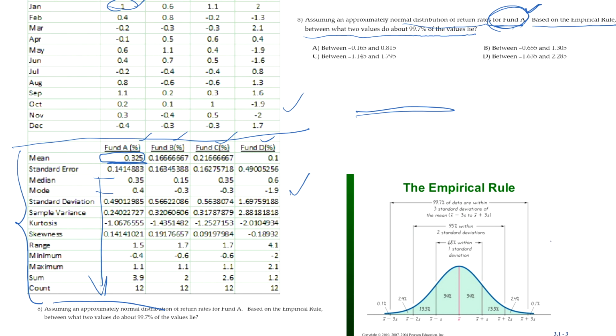From the empirical rule, we know that 99.7% of the data always lie within 3 standard deviations of the mean. Our mean for fund A is 0.325, and since we have to look at 99.7% of the values, it would be 3 standard deviations on the left hand side and the right hand side of the mean. So 0.325, which is the mean of fund A, plus or minus 3 times the standard deviation, where minus gives the lower limit and plus gives the upper limit.